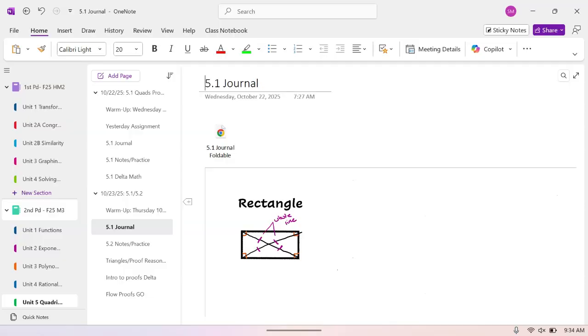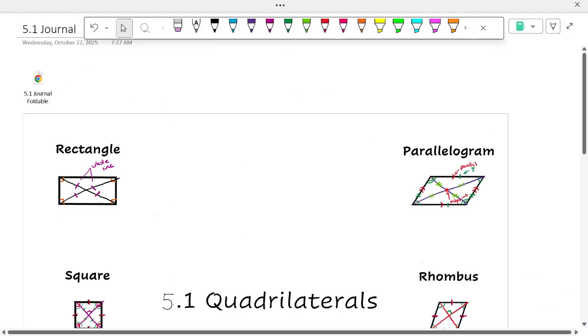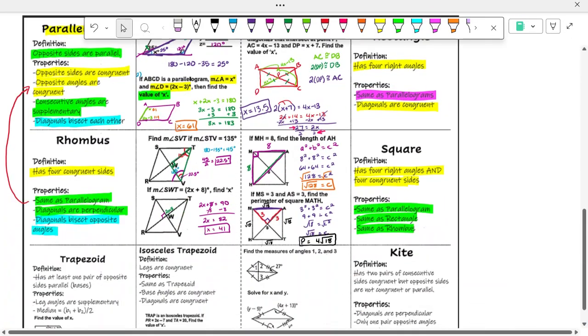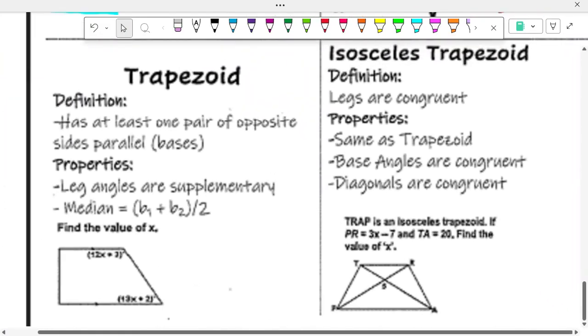Right, so before we can talk about an isosceles trapezoid, we have to talk about a general trapezoid. So, if I'm talking just a general trapezoid, it's that one on the left side.